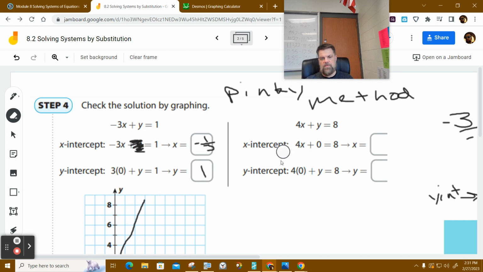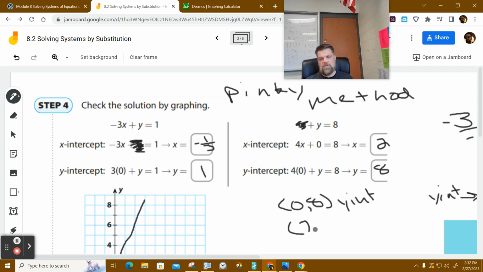when I plug in 0 for y, this kind of goes away. And so then I just divide by 4 and divide by 4. So what's x equal? 2. If I reset that and I plug in 0 for x, this goes away and y equals 8. So I've got 2 points. I've got 0, comma 8. That's the y-intercept. And then I've got 2, comma 0. That's the x-intercept.